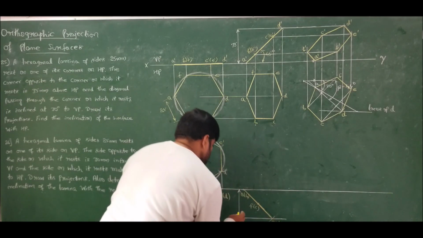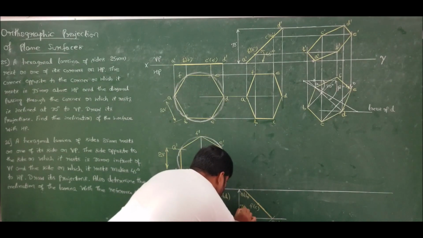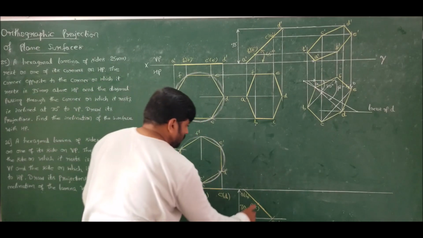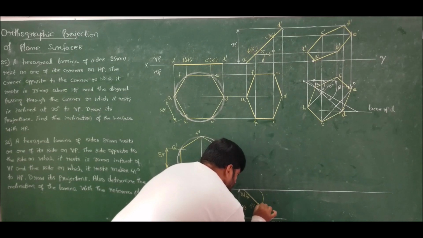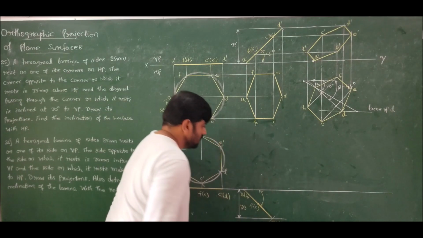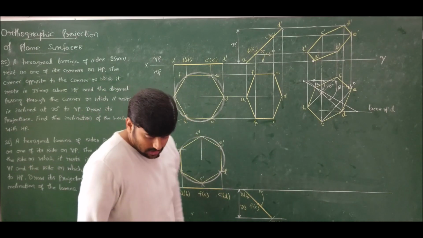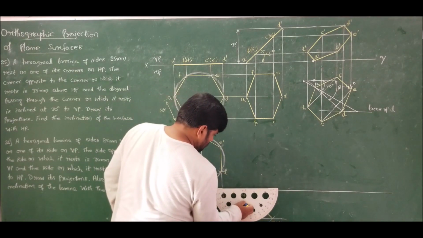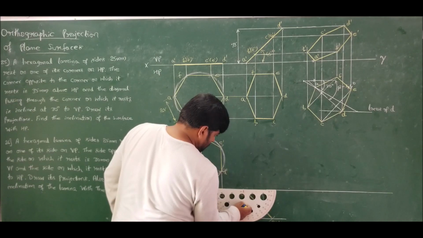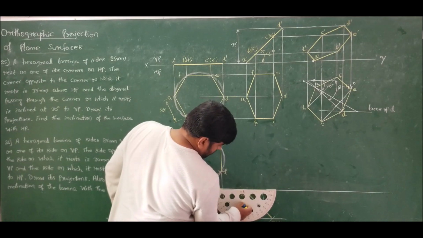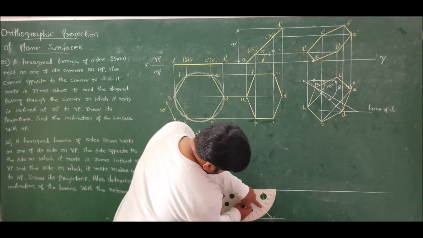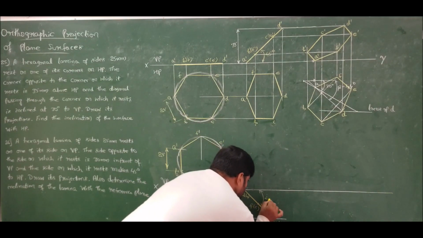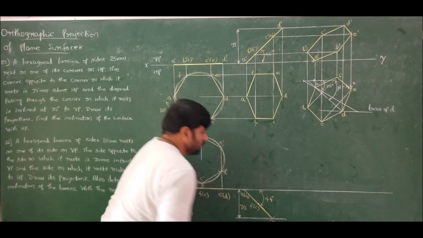Done. So this distance is given as 30 mm. He is asking to find what this angle is. So calculate that angle. That is also asked in the question. Calculate the inclination of the lamina. So use compass and find how much is the inclination. If I calculate the inclination, I am getting the inclination as 44 degrees.